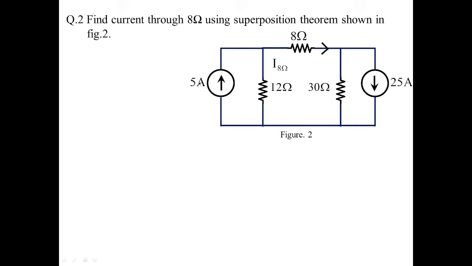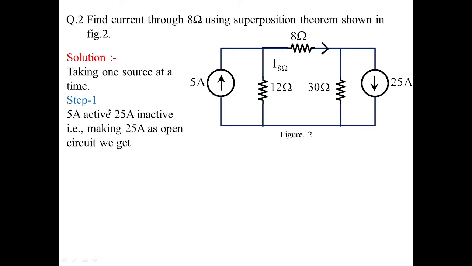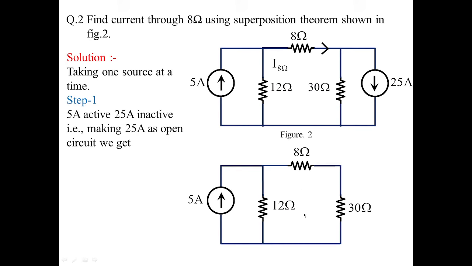So we have 5 amperes as one active source, 25 amperes as another active source. So we are going to make one source active at one time. So I'm starting with 5 amperes. 5 amperes is active, 25 amperes is inactive. So when this is inactive, this is how the circuit looks.